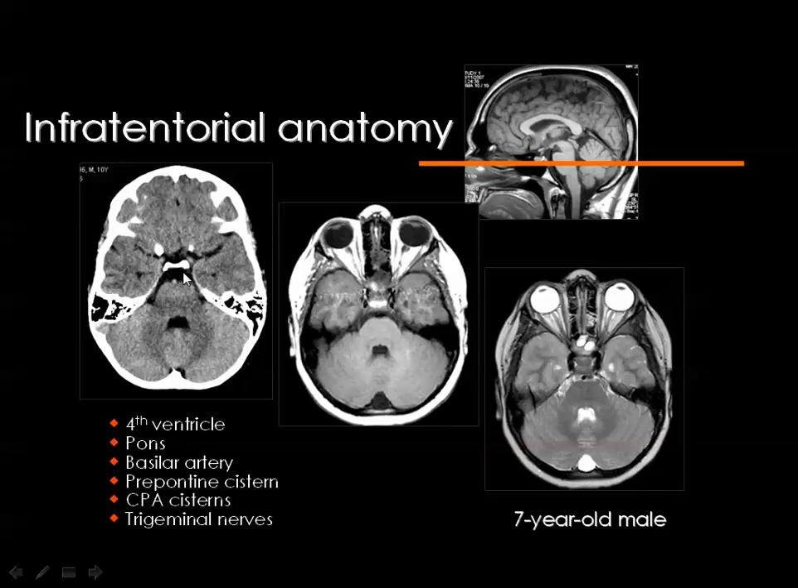Then you can see the prepontine cistern, which is the CSF space anterior to the pons and posterior to the sella, as you can see here.